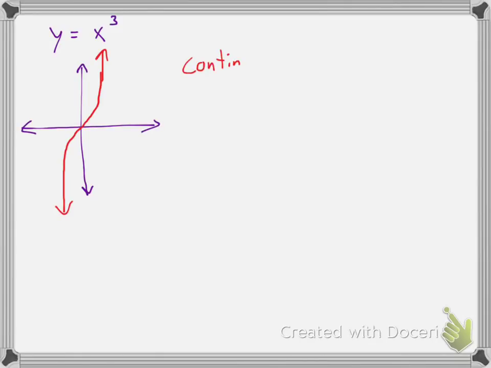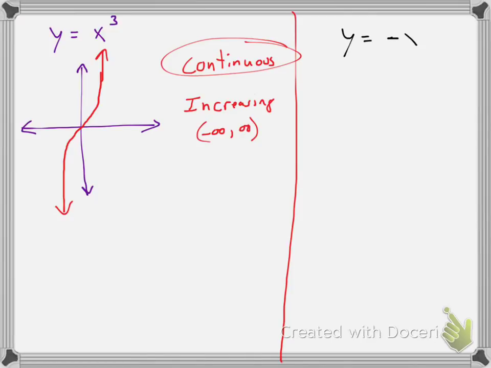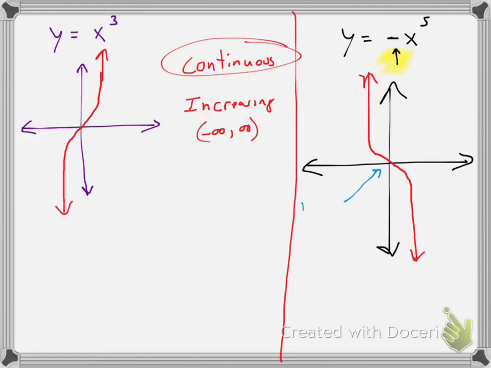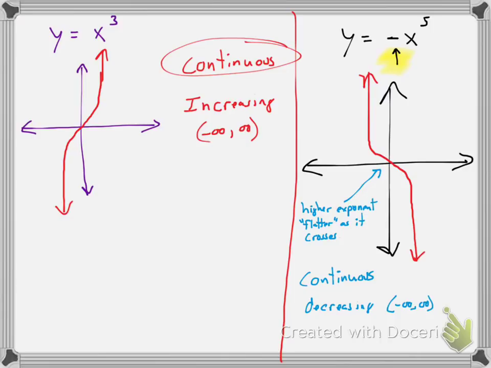y equals x to the 3rd, this is the odd function, continuous, increases from negative infinity to positive infinity. Okay, negative x to the 5th, so this is a negative odd function. What's it do? It turns it upside down. Okay, notice here, see when it crossed the line y equals x, the higher the exponent, the flatter it is as it crosses. Okay, this is continuous also. It decreases from negative infinity to positive infinity. So notice the differences.